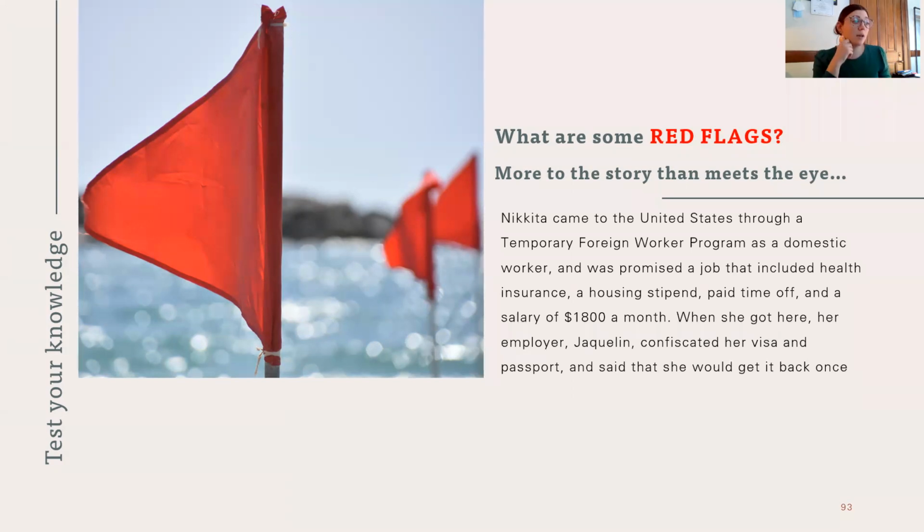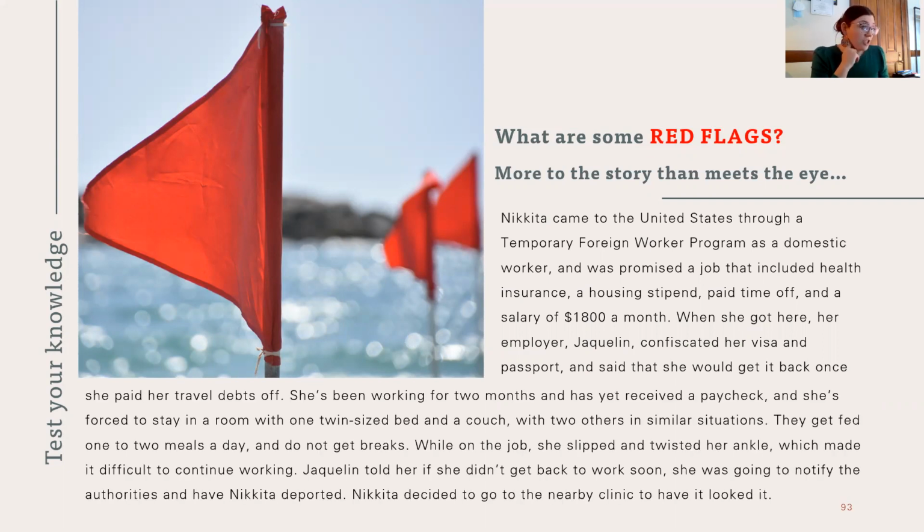Maybe she's displaced. So Nikita came to the United States through a temporary foreign worker program as a domestic worker and was promised a job that included health insurance, a housing stipend, paid time off, and a salary of $1,800 a month. When she got here, her employer, Jacqueline, confiscated her visa and passport and said that she would get it back once she paid off her travel debts. She's been working for 2 months and has yet to receive a paycheck, and she's forced to stay in a room with one twin-size bed and a couch with 2 others in similar situations. They get fed 1 to 2 meals a day, and they do not get breaks.